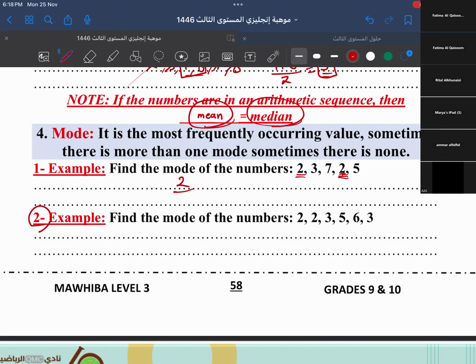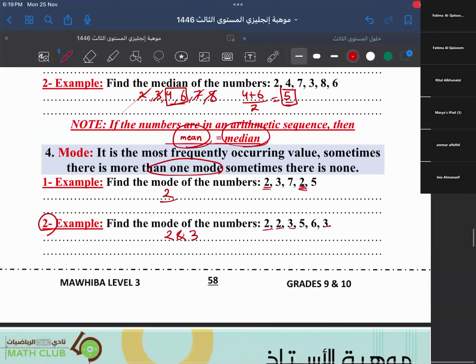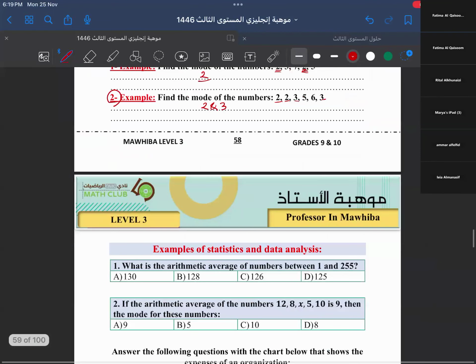And the next example, what is the mode going to be? Leah, do you know the mode here? Wouldn't it be 2 and 3? Yes, exactly. It's going to be 2 and 3. As we said, it can be more than one mode. So here, 2 and 3 were repeated the same number of times.